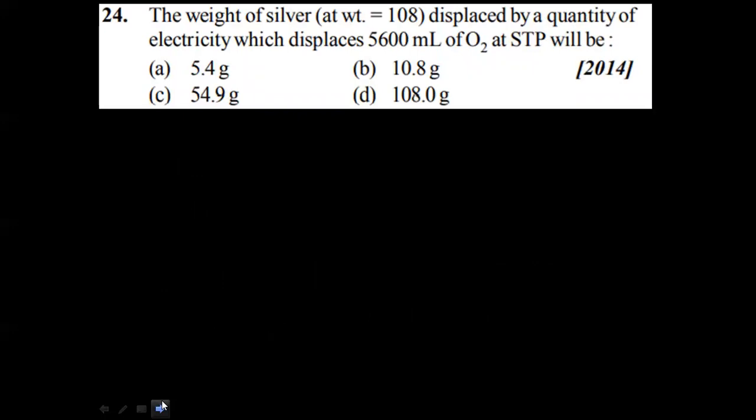24. The weight of silver, atomic weight is 108, displaced by a quantity of electricity which displaces 5600 ml of O2 at STP will be. Here for question number 24, we'll write W of O2 is equal to n of O2 into 32. So how can we get this formula? We know that the number of moles is mass divided by molar mass.